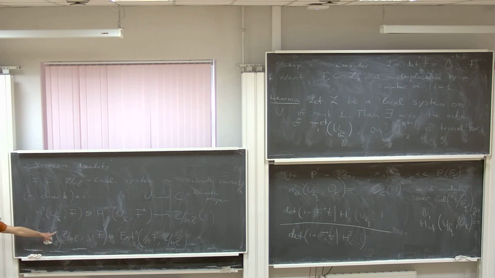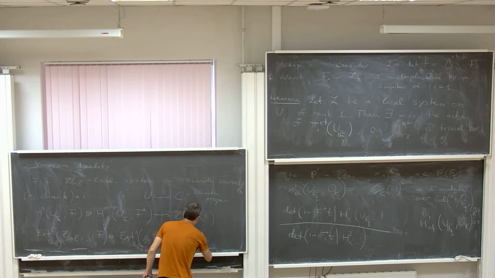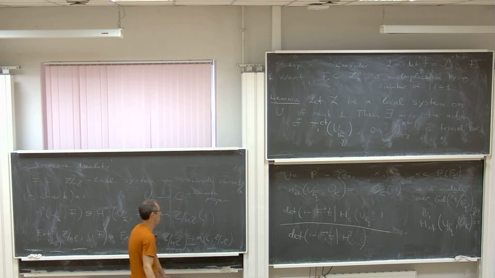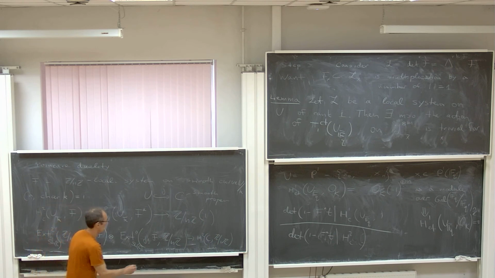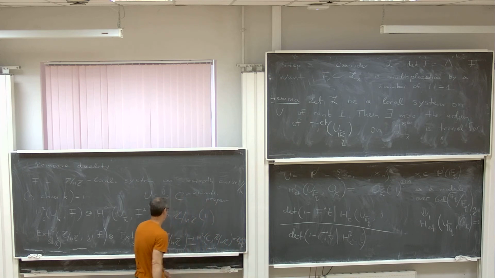And now I can take the Yoneda product and get a map to H2 of C with coefficients in Z/nZ, which is Z/nZ twisted by negative 1. So I constructed a pairing, and now I claim that it's non-degenerate.